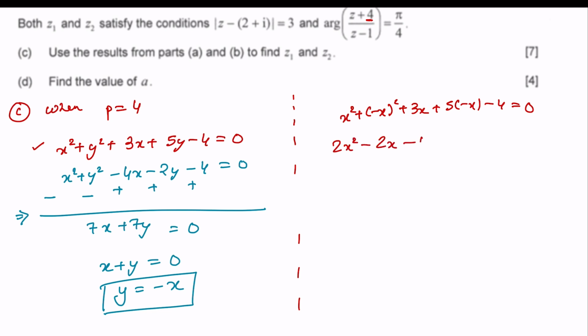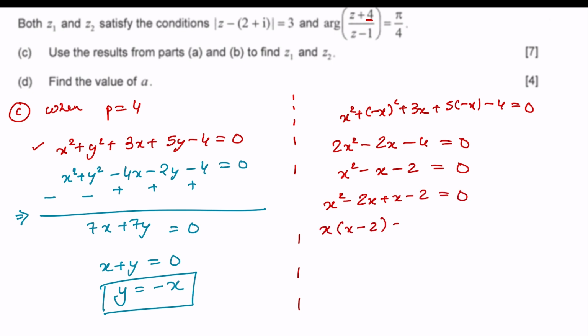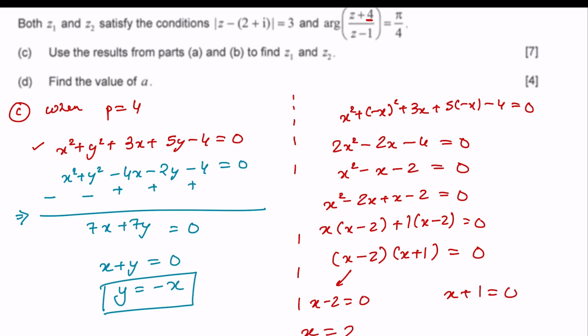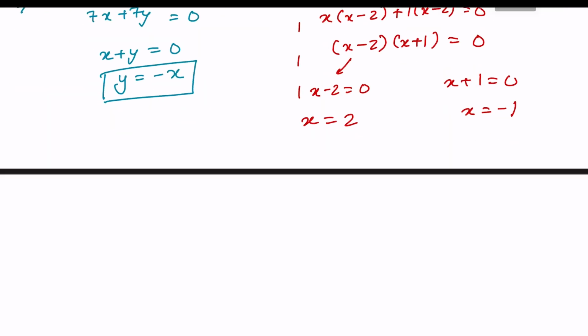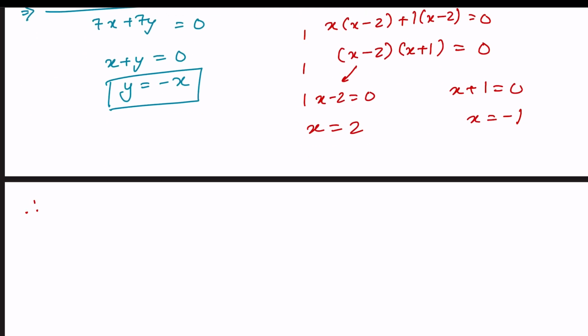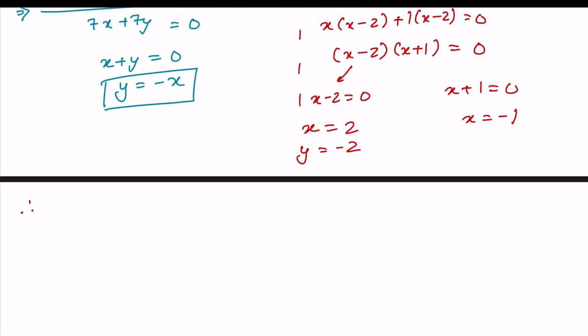Simplification gives me 2x squared minus 2x minus 4 equals 0, which gives me x squared minus x minus 2 equals 0. Now we can factorize this as x squared minus 2x plus x minus 2, which is x times x minus 2 plus 1 times x minus 2, so x minus 2 times x plus 1 equals 0. Here you get two solutions, x minus 2 equals 0 and x plus 1 equals 0, giving you x equals 2 and x equals minus 1. Now, when x is equal to 2, y has to be minus 2, and when x equals minus 1, y has to be 1, because y is negative x, right?